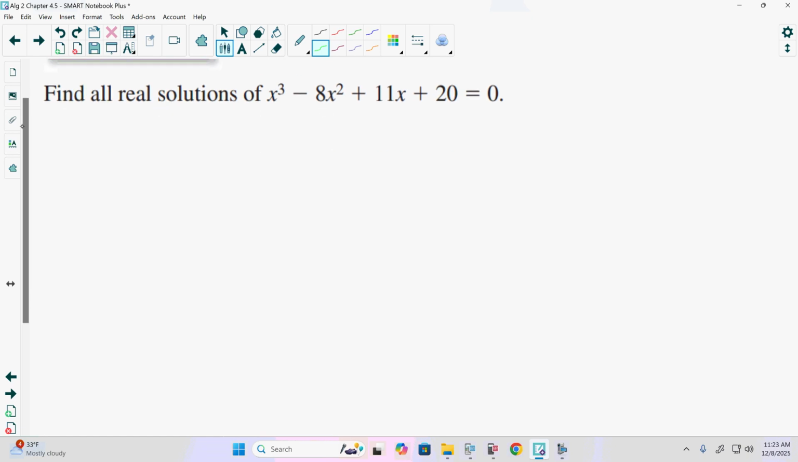So one of the first things we have to do is we have to get the equation equal to 0. Here it is. And we want to find our plus or minus p over q, where p is the factors of the constant term and q is the factors of the leading coefficient. So our leading coefficient, the number in front of our variable with the biggest exponent, in this case is 1. So the factors of 1 is just 1.